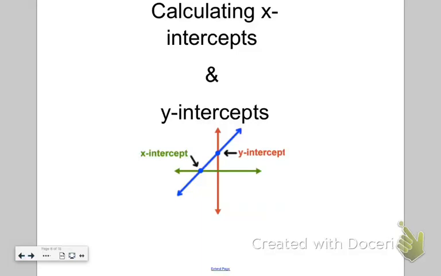Hey ladies and gentlemen, this instructional video will teach you how to calculate the x and y intercepts from an equation or from a table. I want you to look at this graphic real quick because this is a great reminder that an x-intercept can always be found on the x-axis and the y-intercept can always be found on the y-axis.